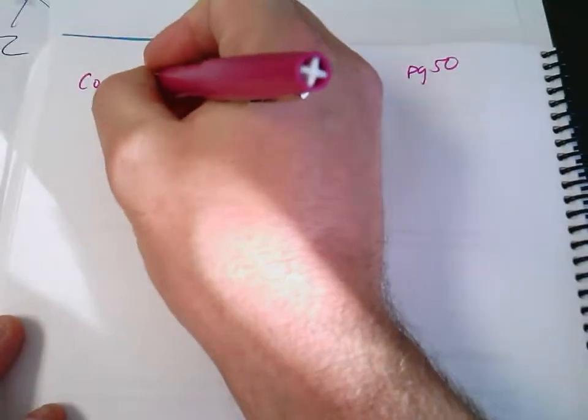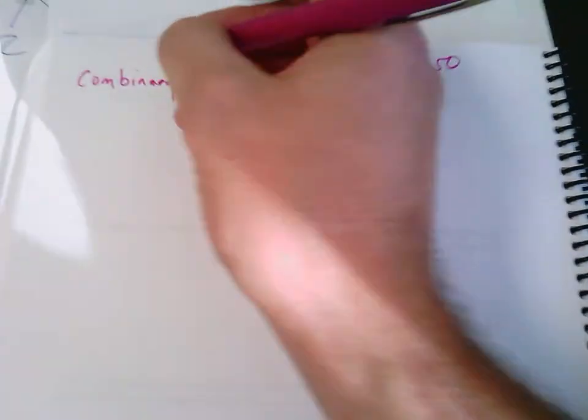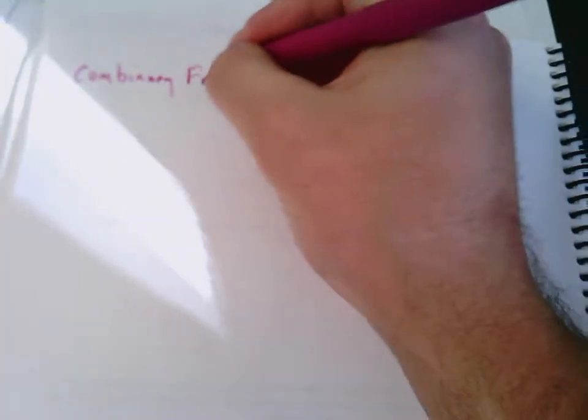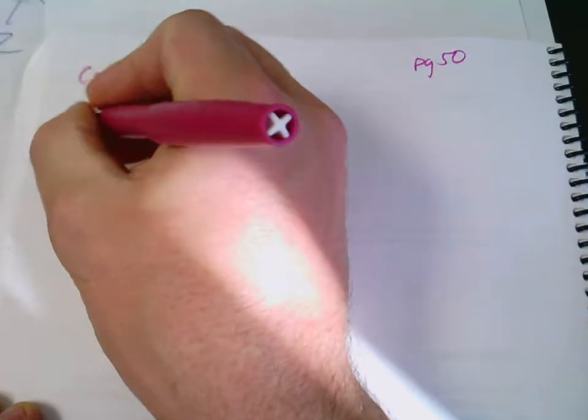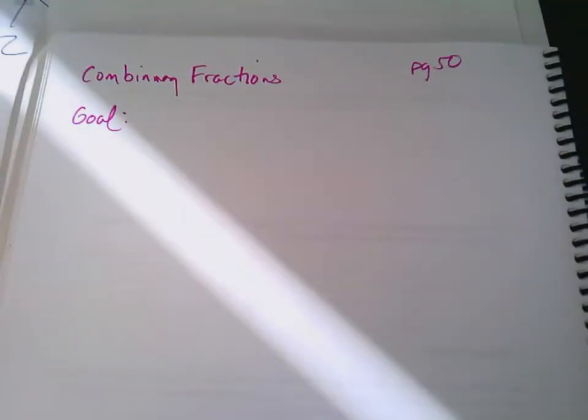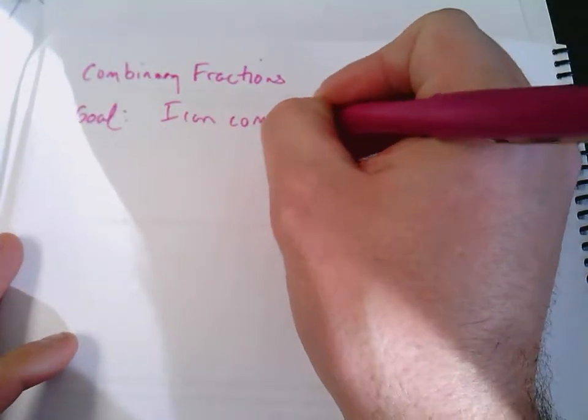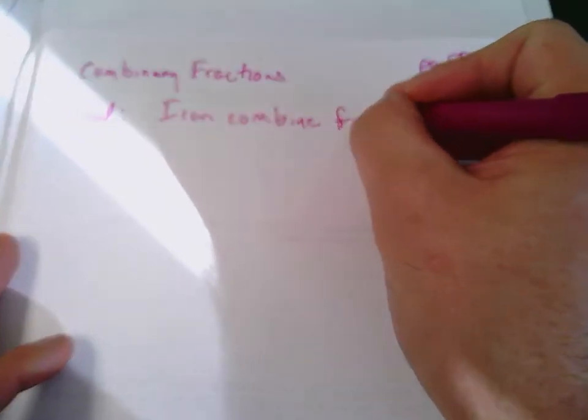We are on the back of page 50 in our blue student books, and we're going to talk about combining fractions. The goal of this short lesson video, where I'm going to do 3 examples, is that you can combine fractions. We'll be using the calculator for this throughout the problems, so I will grab a calculator and use that to model.